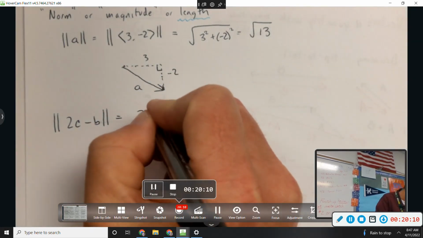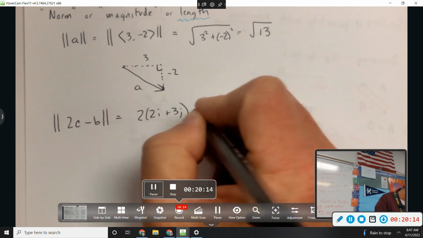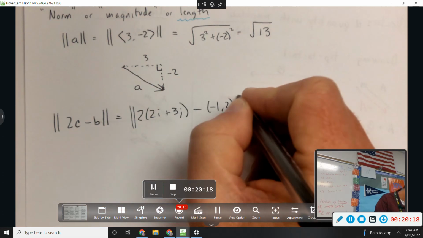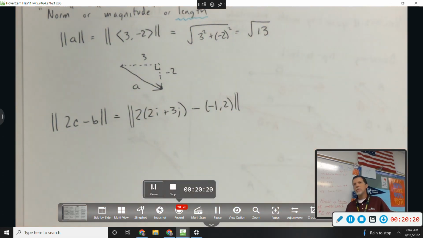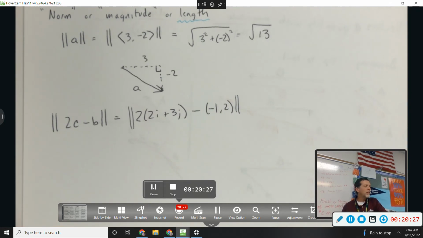So 2 times 2i plus 3j minus negative 1, 2. Again, with the mismatch notation, which if that bugs you, it probably should bug you a little bit. If it bugs you enough to change it, you're welcome to. If you're fine dealing with it, that's also fine.